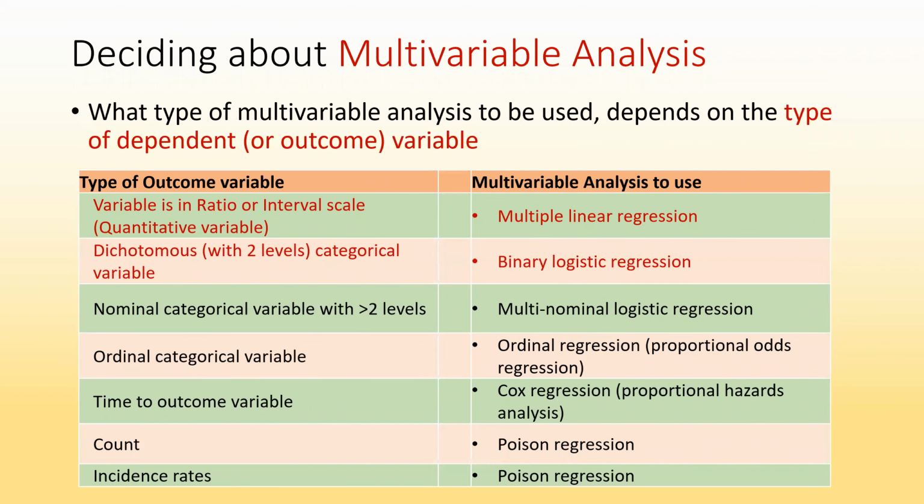Then there are other regression methods, such as Poisson regression, but those are very infrequently used, depending on the situation and the type of the dependent variable, such as when the dependent variable is count. For example, number of patients admitted in emergency. So it is the count. Then we use Poisson regression. If we are interested in calculating the incidence rates, then we use the Poisson regression.